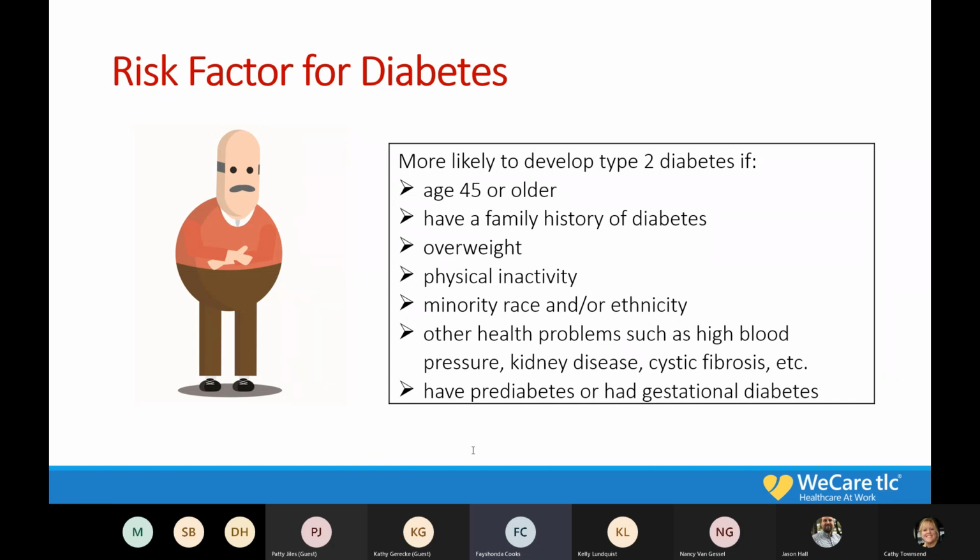And minorities have a higher rate of diabetes. So it's very important, again, that when a person is of a minority race or ethnicity, they should know their family history and look at their lifestyle risk, because it increases the possibility of them getting diabetes. Other health problems such as high blood pressure and kidney disease are called comorbid factors. So if you have other chronic conditions, it could potentially trigger a diabetic response as well. And then persons who have experienced pre-diabetes or gestational diabetes. I'm going to get into those a little bit later.